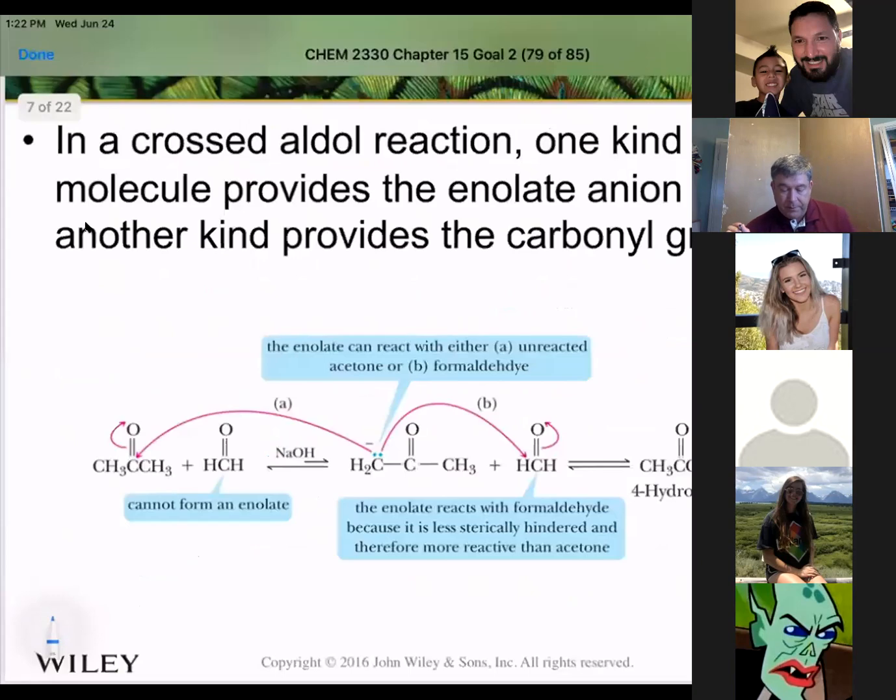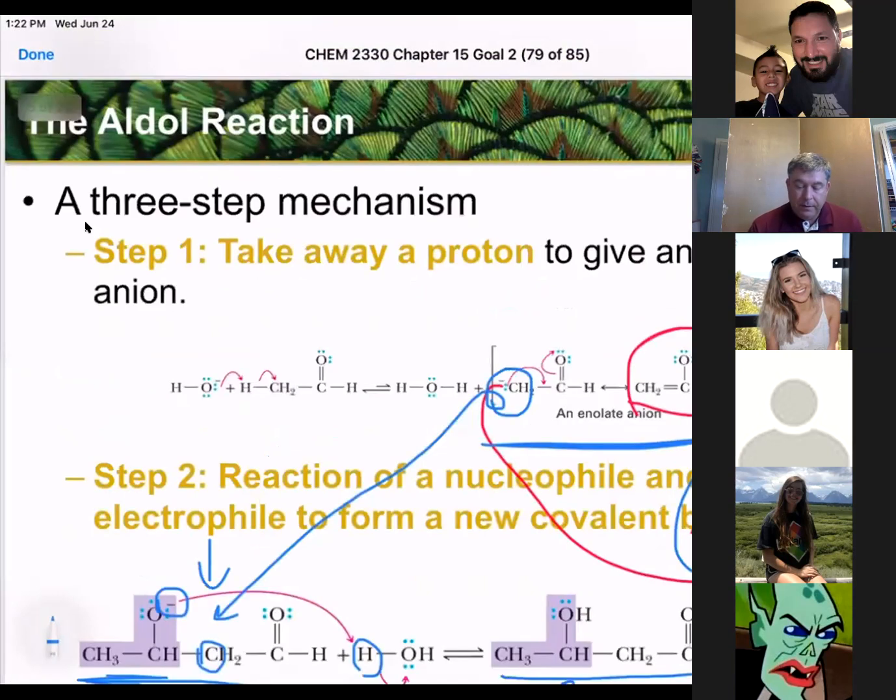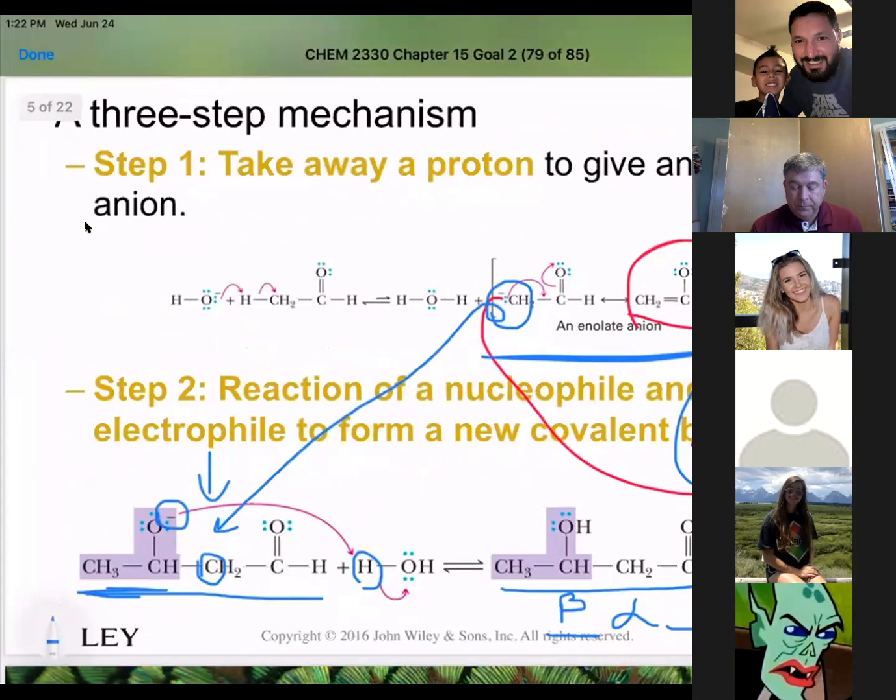Let's see if I have that other step there. No, I don't. Sorry. I don't know where that figure went. I hope it's in the video.